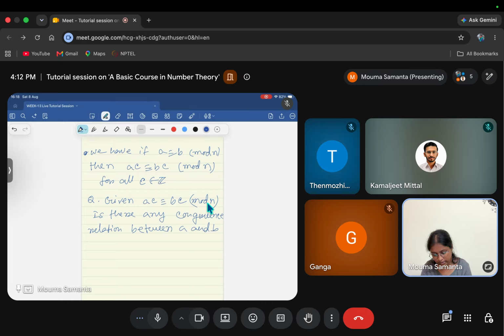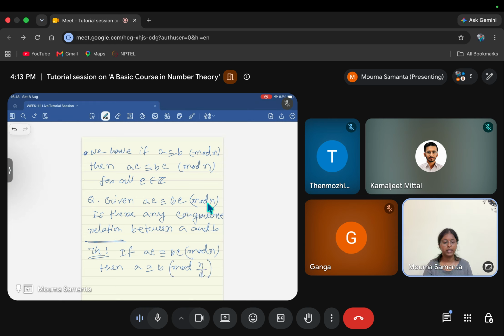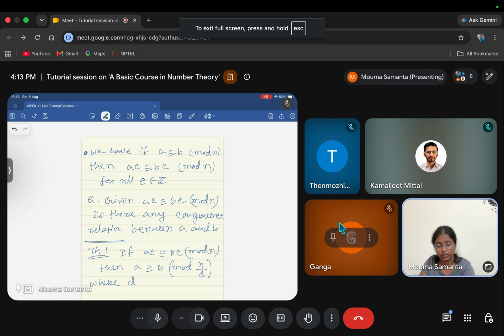This is saying some theorem. You can say, if ac is congruent to bc mod n, then a is congruent to b, not mod n, but it will be mod n by d, where d equals GCD of c and n.